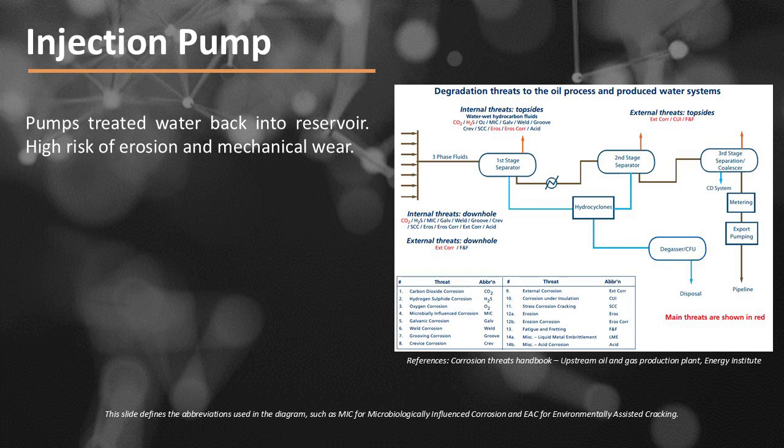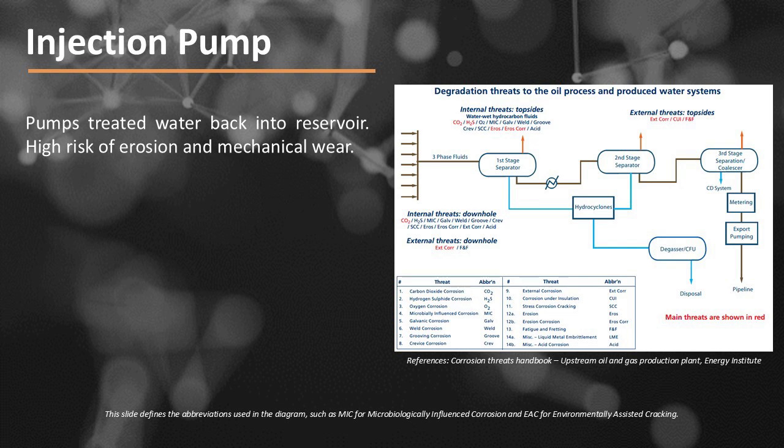Number 1 is function. Pumps treated water back into the reservoir. The injection pump plays a critical role in the water management system. It pressurizes and injects the treated water into the reservoir, either for disposal or for maintaining reservoir pressure in enhanced oil recovery operations. The pump must handle high volumes and pressures consistently.